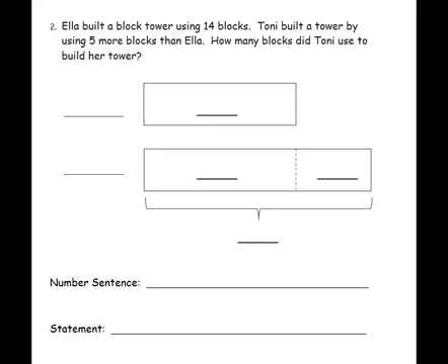The next question says, Elle built a block tower using 14 blocks. Toni built a tower by using 5 more blocks than Elle. How many blocks did Toni use to build her tower? Well, again, we'll start with our answer statement. Since it wants to know how many blocks Toni used, we'll say Toni used blank blocks.